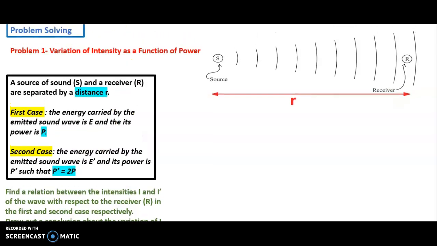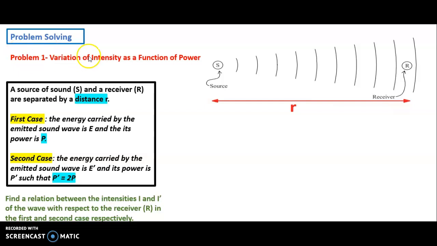Now, problem solving. Problem 1: studying the variation of intensity as a function of power. I've just mentioned the conclusion in the previous parts, but let's do another activity here to confirm the idea. A source of sound S and a receiver R are separated by a distance R. In the first case, the energy carried by the emitted sound wave is E, and thus its power is P. So the source here is said to carry energy E, or to have a power P.